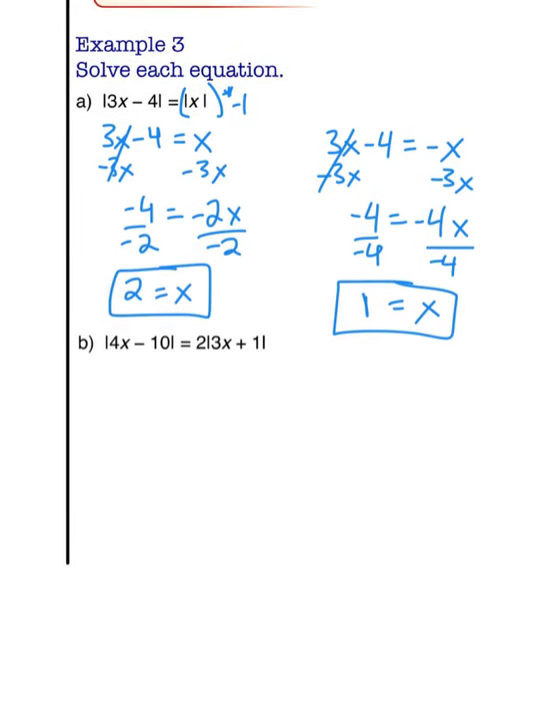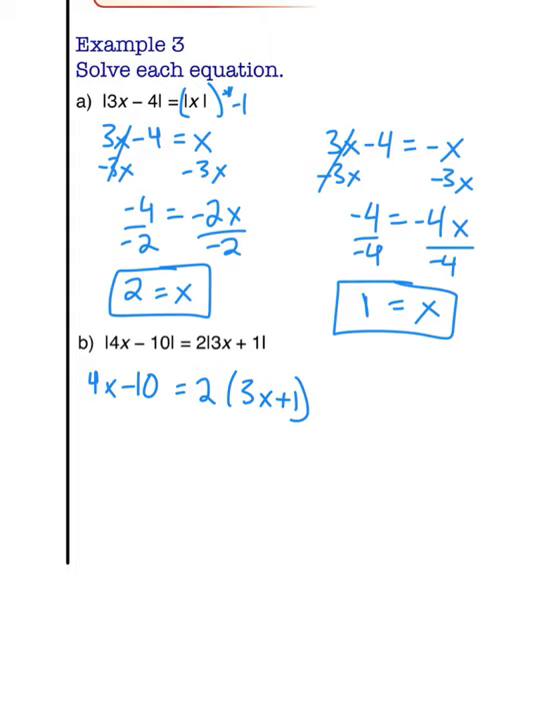All right, second example, I have the absolute value of 4x minus 10 equals 2 times the absolute value of 3x plus 1. So I'm going to do one equation where both sides are positive. 4x minus 10 equals 2 times 3x plus 1.